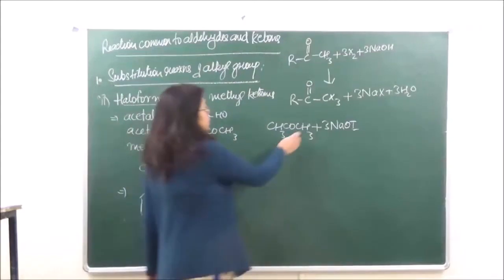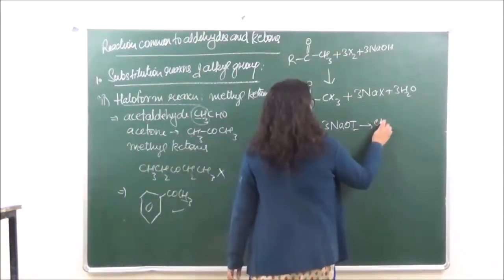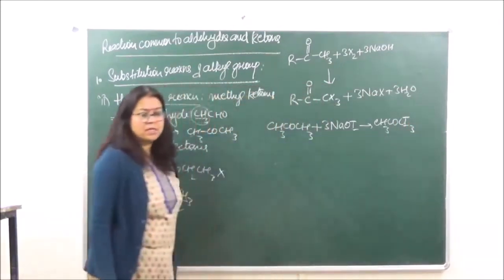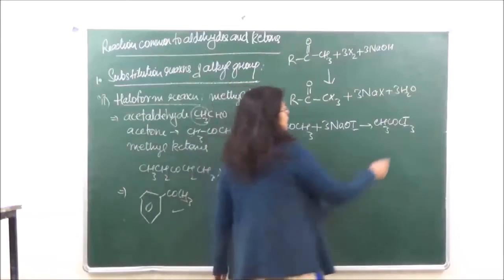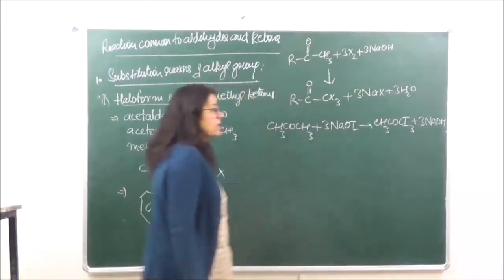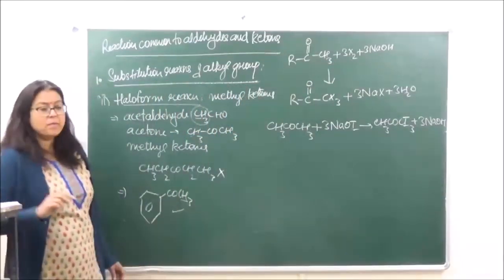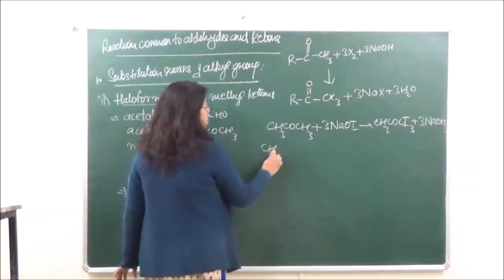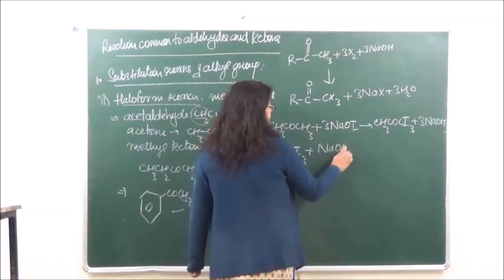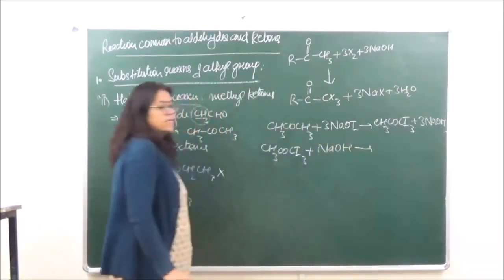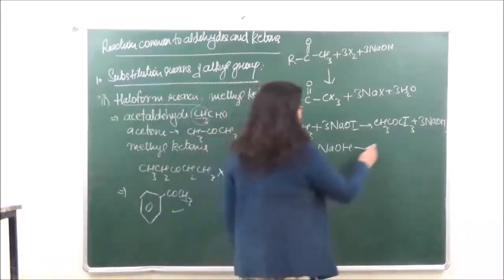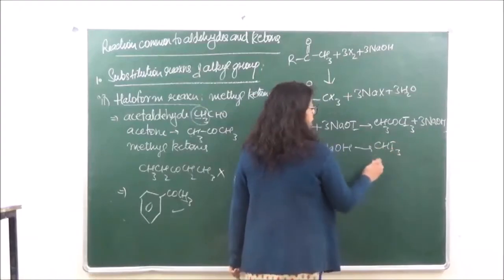What is going to happen? All these three hydrogens are going to be substituted by iodine, and we are going to get over here, plus 3NaOH. Now, in the second step, we are going to react the product which we have got in the first step with an alkali. So we are going to react this with NaOH, when we will get a yellow precipitate of iodoform.